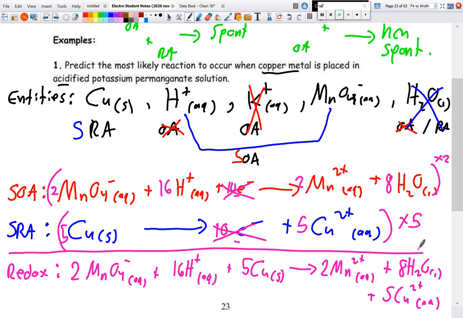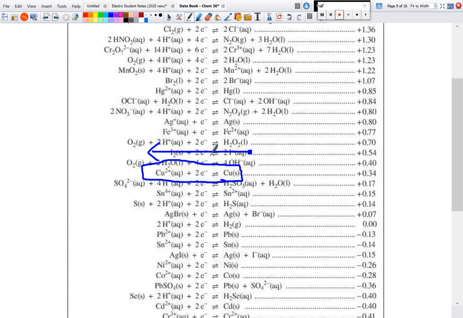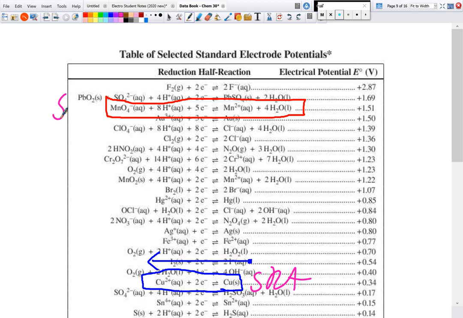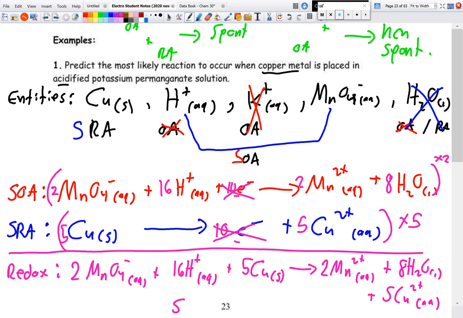Now, of course, last but not least, we have to figure out if it is going to be spontaneous or not, which when we're looking back here, we have our SRA down this low. We got our SOA here. So our strongest oxidizing agent is above our strongest reducing agent. So this reaction is spontaneous. And that is the 5-step method to predict our reactions.